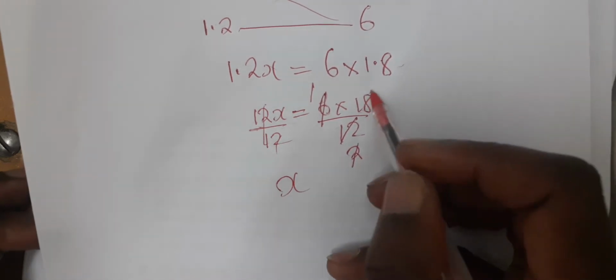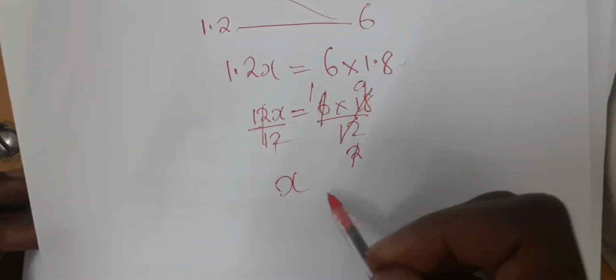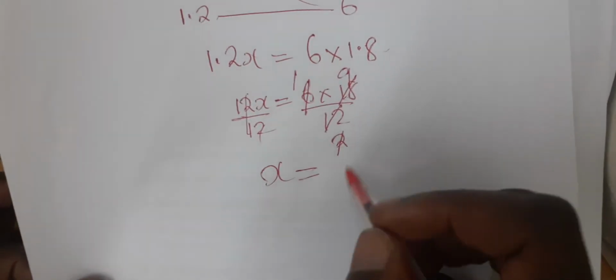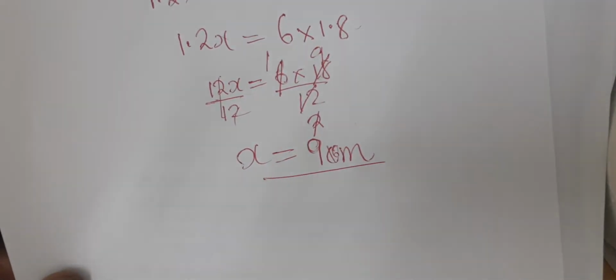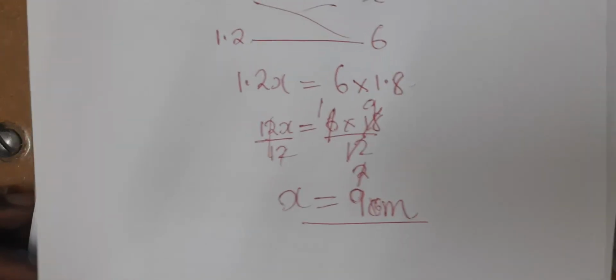Again, this into that, 9. So what are you getting? So our x will be 9. This one will be meters, sorry. This will be 9 meters. That is what will be our answer. Okay?